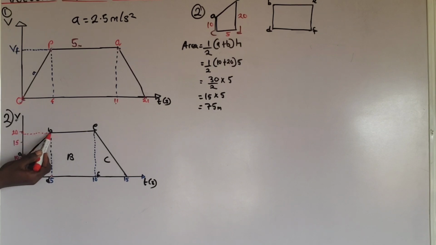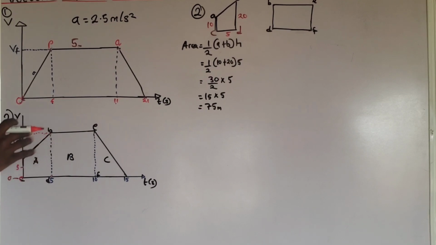I trace the height from this point to the velocity side, and the corresponding value at that point is 20. You understand? So let me even redo this. This is where it should be. So the corresponding value of the velocity at that side is 20. So the length of BD is 20.